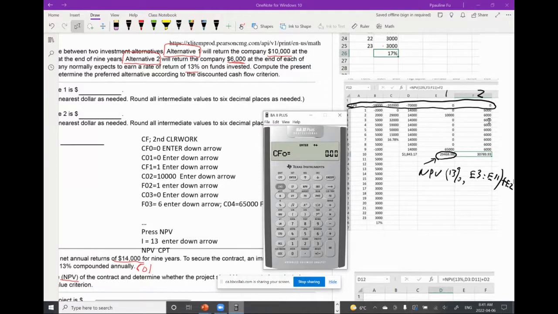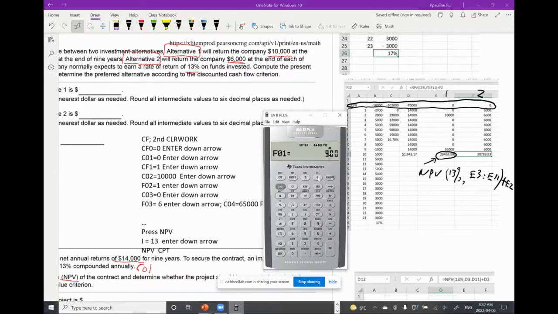And then enter CF0. CF0 is 0. So type in 0, enter, down arrow key. C01 is 6,000, enter, down arrow key. How many times did this 6,000 happen? 1, 2, 3, 4, 5, 6, 7, 8, 9. Frequency is 9. Enter.